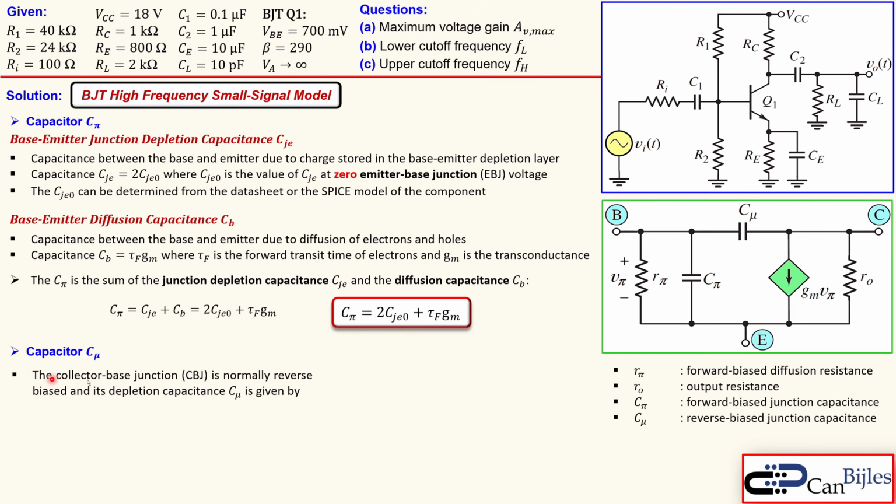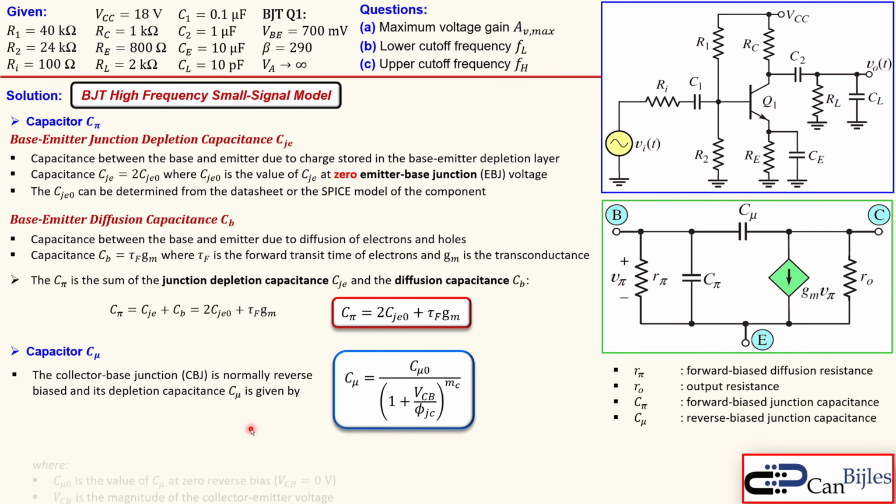Well, the C mu is the collector base junction, so from collector to base junction, which is normally reverse biased in order to let the BJT work in the linear region of operation. And it is a depletion capacitance, which is the C mu, and that is given by this expression. Again, I leave the details out. You see here the C mu is equal to C mu 0, some value at 0 potential, divided by 1 plus the VCB over the phi GC, and that whole thing to the power of some value which is called M sub C.